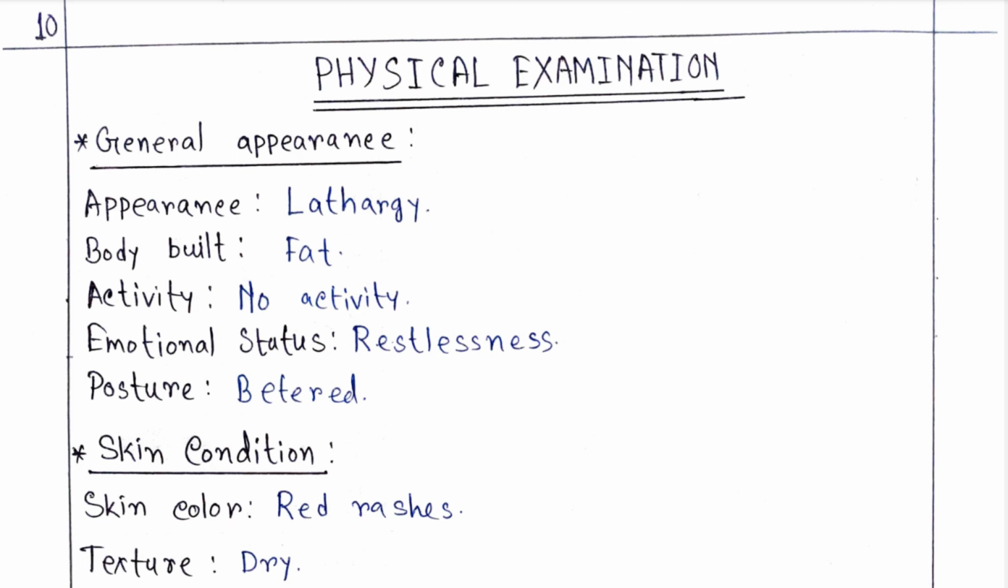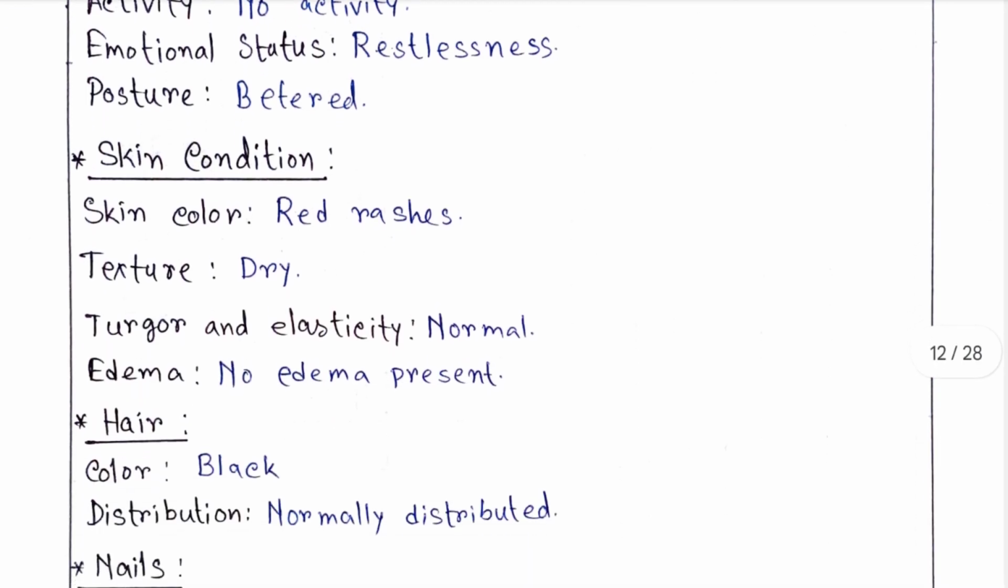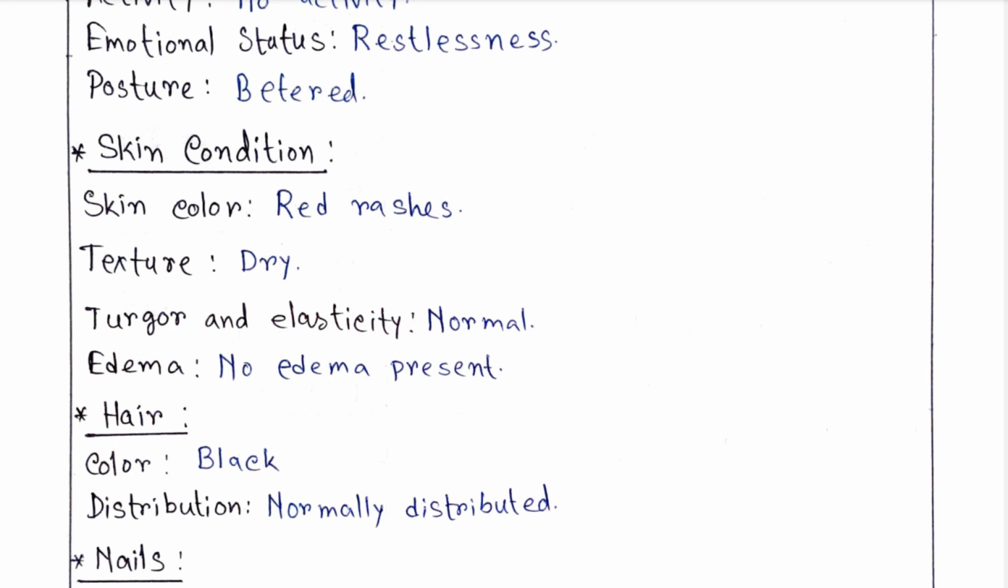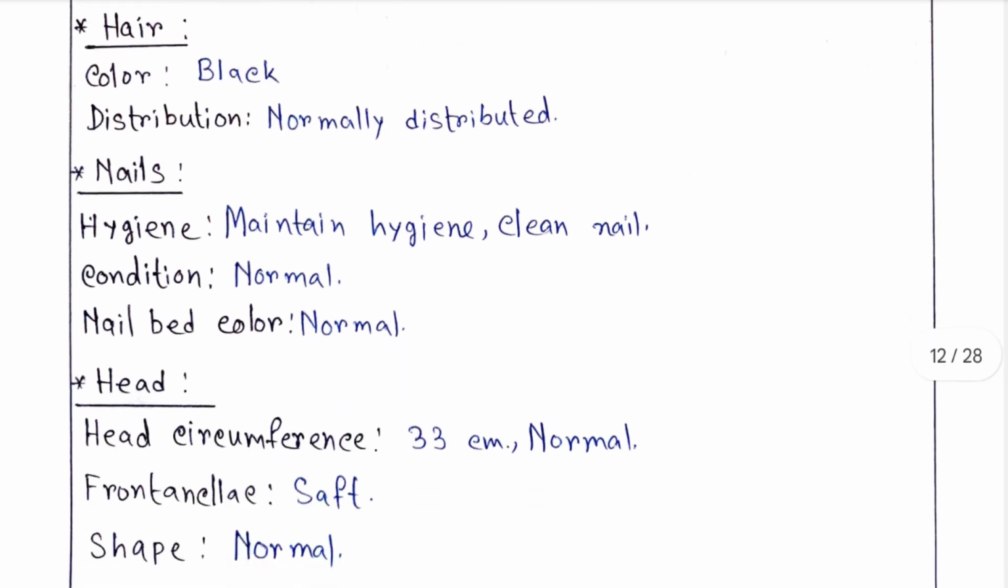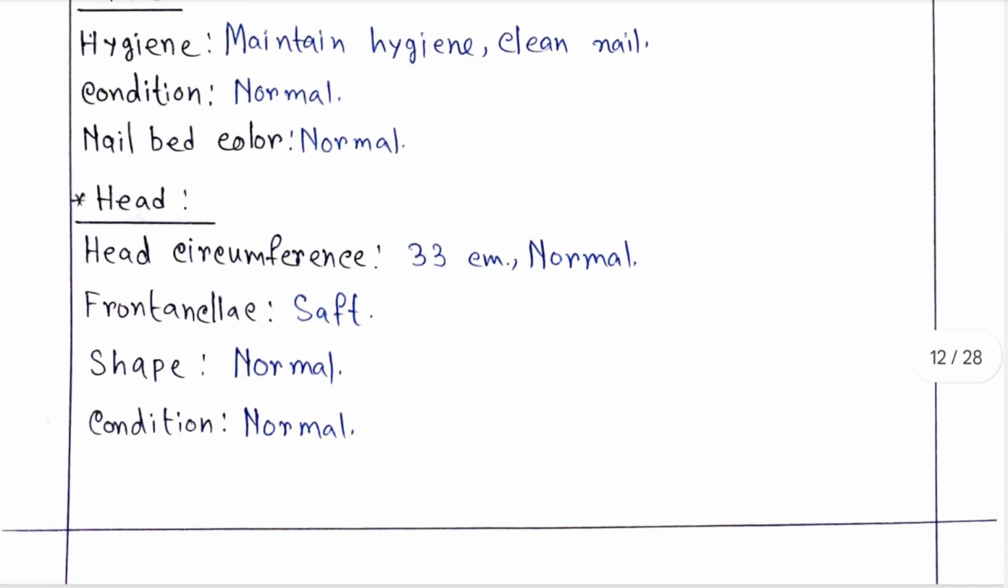Next is physical examination. Under physical examination, first one is general examination. Appearance, body build, activity, emotional status, and posture are there. Next, skin condition: skin color, texture, turgor, elasticity and edema are there. Hair: hair color is black, distribution normally distributed. Next, nails: hygiene, condition, nail bed color. Next, head: head circumference 33 centimeters is normal, shape is normal, condition is also normal.